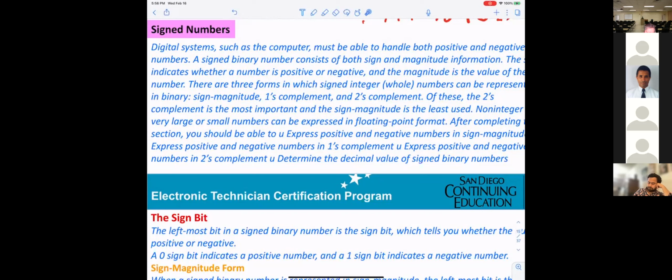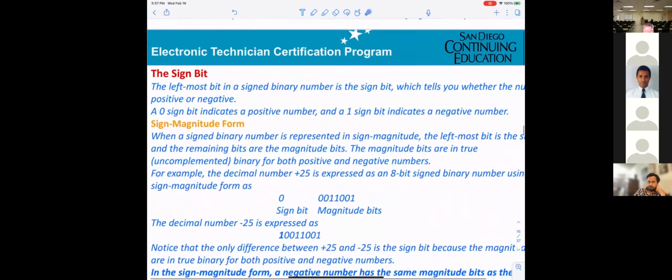Non-integer, very large or small numbers can be expressed in the floating point format. After completing this section, you should be able to express positive and negative numbers in sign magnitude, express positive and negative numbers in first complement, express positive and negative numbers in second complement, and determine the decimal value of signed binary numbers. Let's talk about the sign bit here.